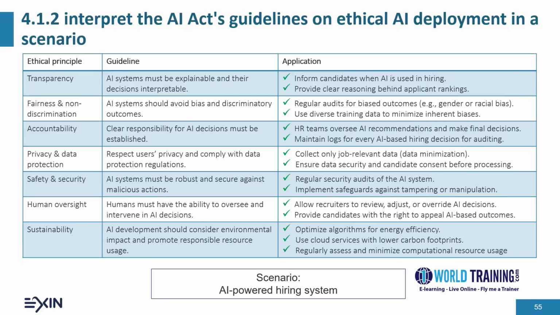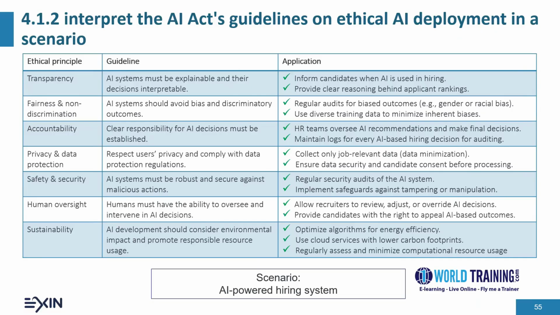The next ethical principle is privacy and data protection. So the guidelines say you need to respect your users' privacy and you need to comply with the data protection regulations. The application says you need to collect only the job-relevant data. So you need to follow the principle of data minimization. Also, you need to ensure data security and candidates' consent before processing any data.